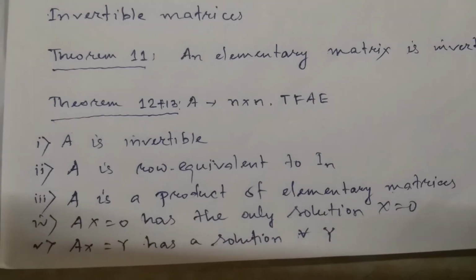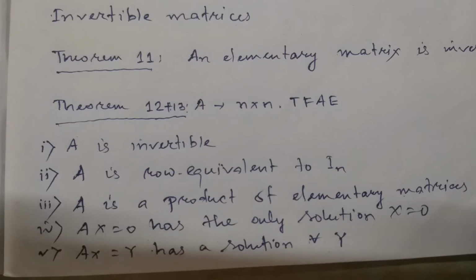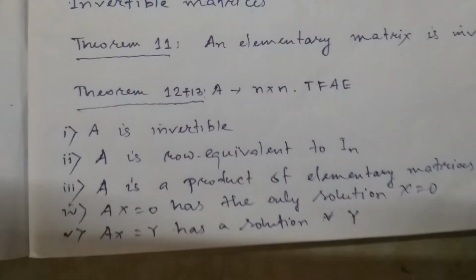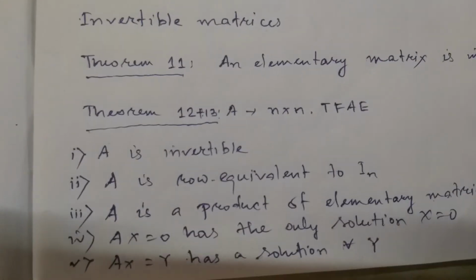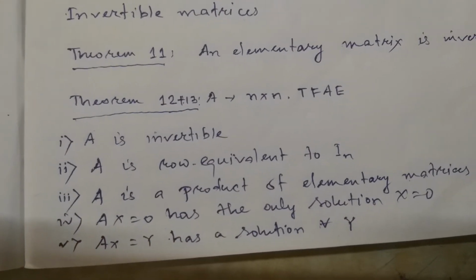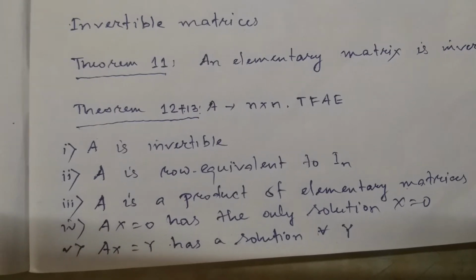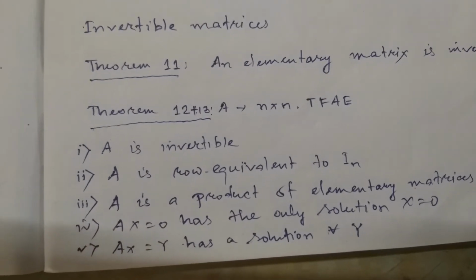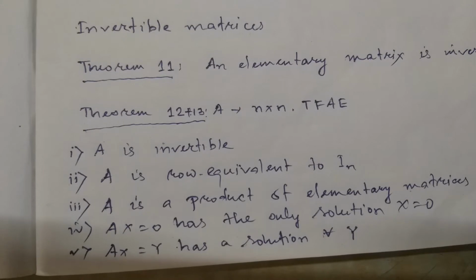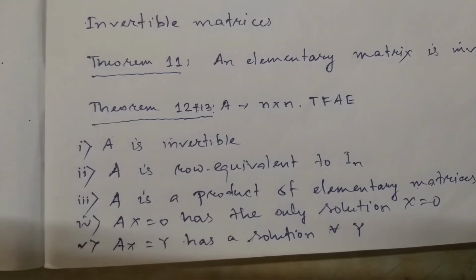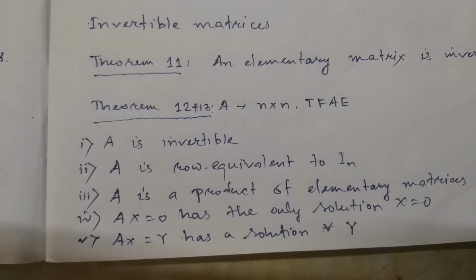Okay, then here we combine theorem 12 and 13. Mainly in theorem 12 it is given that if A is an n cross n square matrix, then the following are equivalent. The first three statements are given in theorem 12 and the first, fourth and fifth statements are given in theorem 13. I have taken them together.